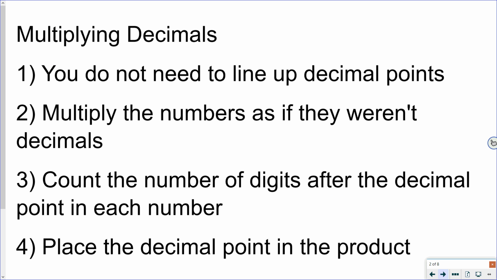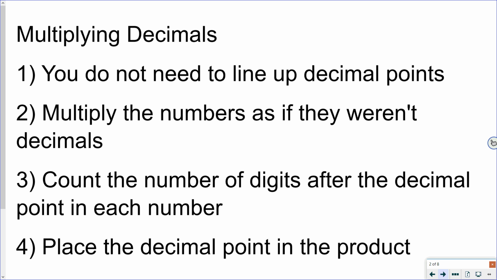So when we multiply decimals, there's a few steps that we need to follow. Number one is we do not need to line up our decimal points. When we're adding or subtracting, we have to line them up. But when multiplying decimals, we do not have to. Now, there will be situations in which they do line up, and that's perfectly fine, but that is not a requirement. So then we multiply the numbers as if they weren't decimals. So we ignore the decimal points, and we just multiply the numbers as if they were two whole numbers.